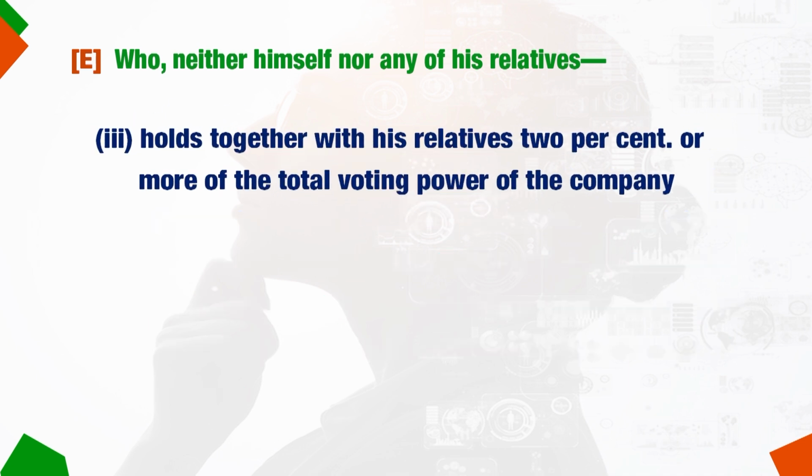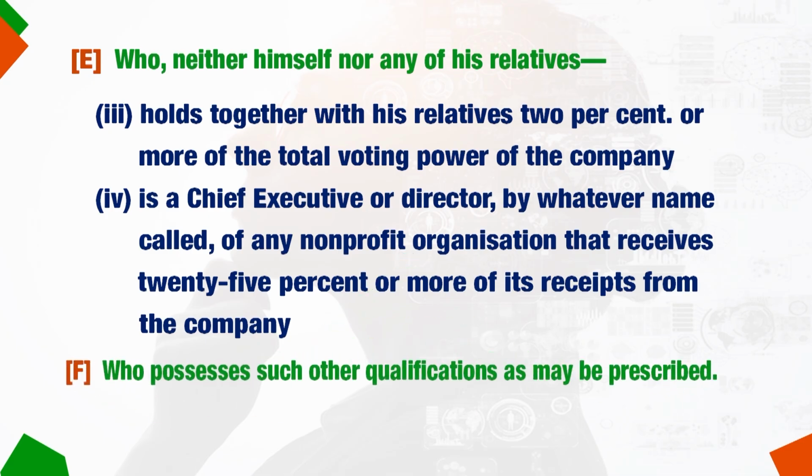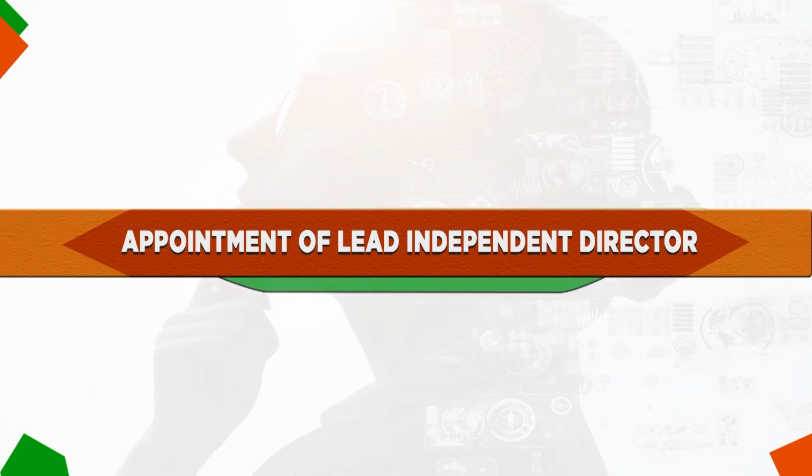Next, number 3, holds together with his relatives 2% or more of the total voting power of the company, or number 4, is the chief executive or director, by whatever name called, of any non-profit organization that receives 25% or more of its receipts from the company, any of its promoters, directors or its holding, subsidiary or associate company, or that holds 2% or more of the total voting power of the company, or F, who possesses such other qualifications as may be prescribed. Now, we will discuss appointment of lead independent director.